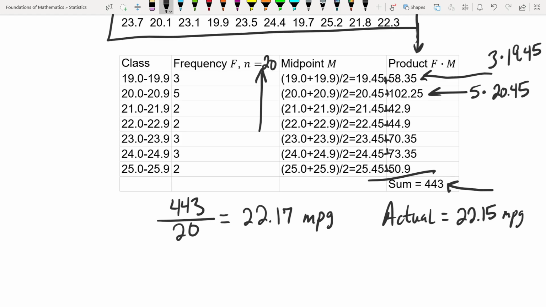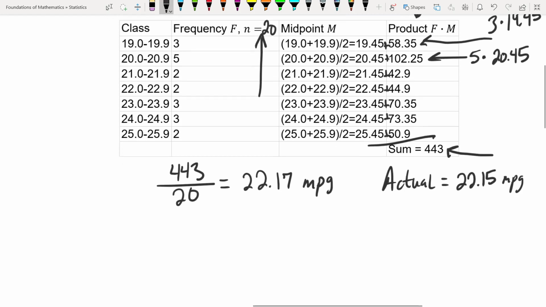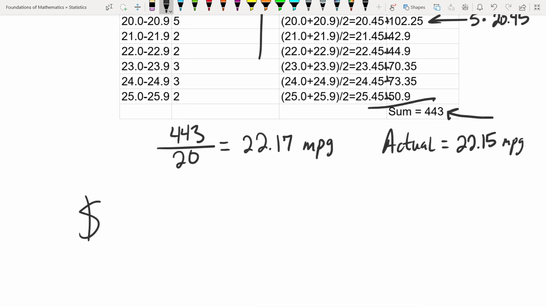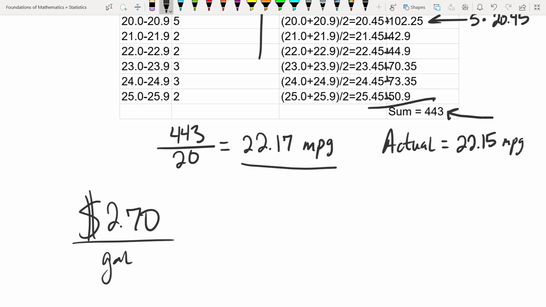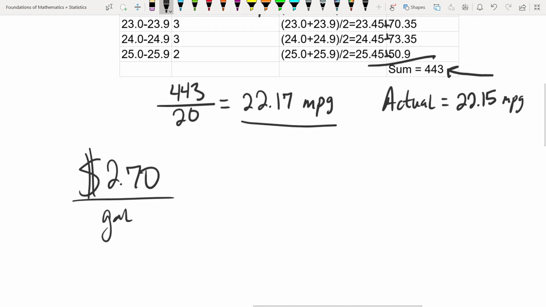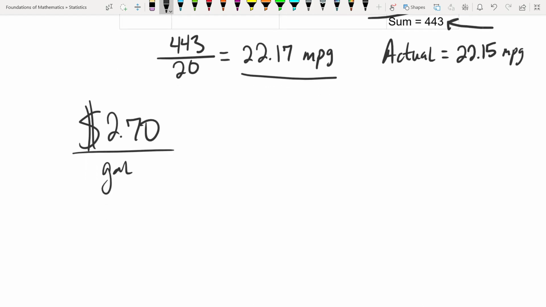Now, as a final question, at 270 per gallon, use the mean fuel economy to calculate the average cost per mile to operate the vehicle. So if we have gas costing 270, what's the average cost for gasoline for a full tank? Well, we have 22.17 miles per gallon, and we have $270 per gallon. What we're trying to do is get dollars. It's the cost per mile. We want dollars per mile.